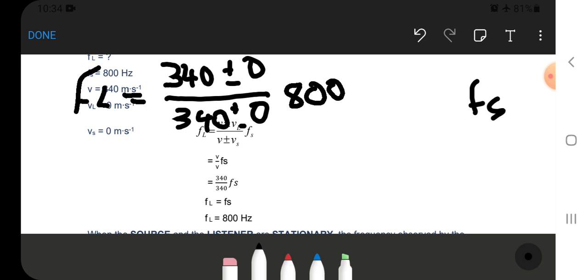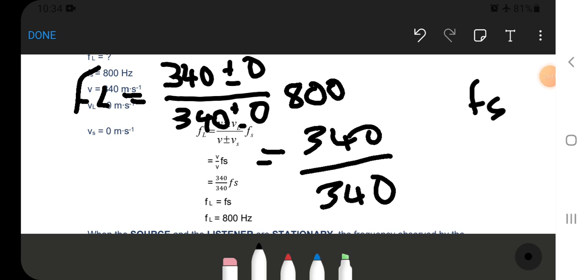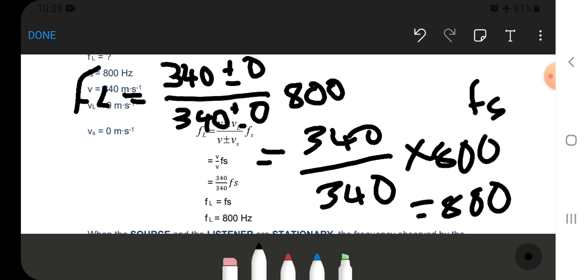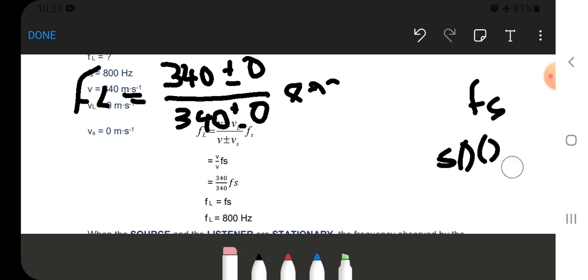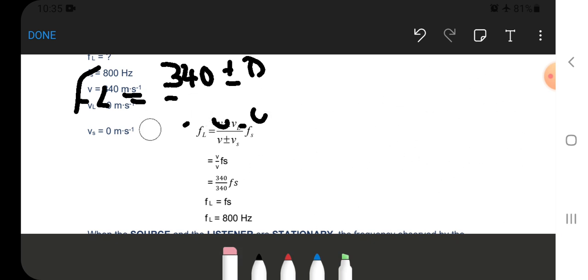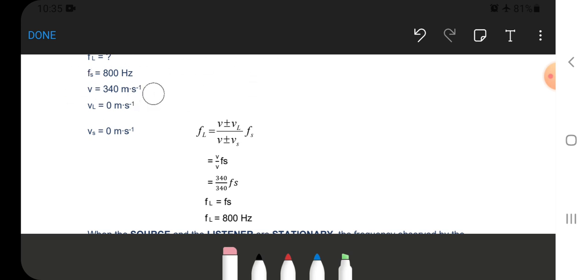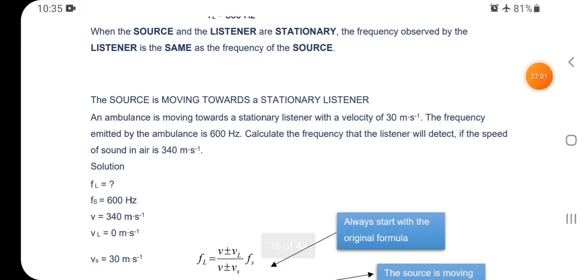So you punch all of this into the calculator. This will be 340 over 340, which is 1, multiplied by 800, and this will give you 800. This whole thing here is 1. Okay, so that is how that calculation was done. So here it says, when the source and the listener are stationary, the frequency observed by the listener is the same as the frequency of the source.